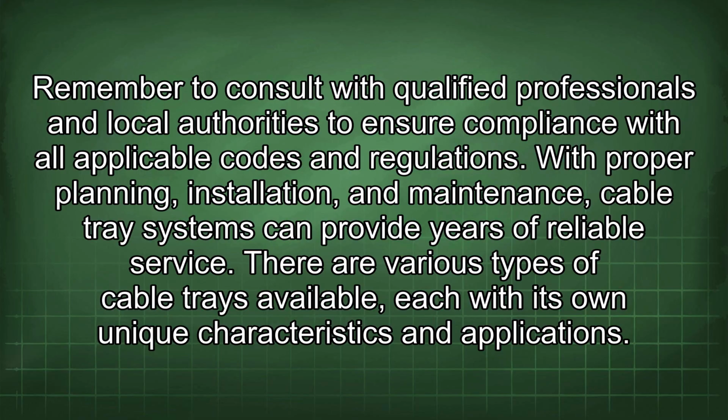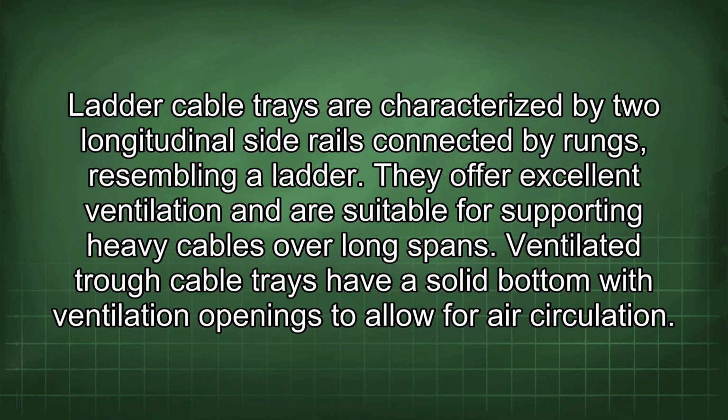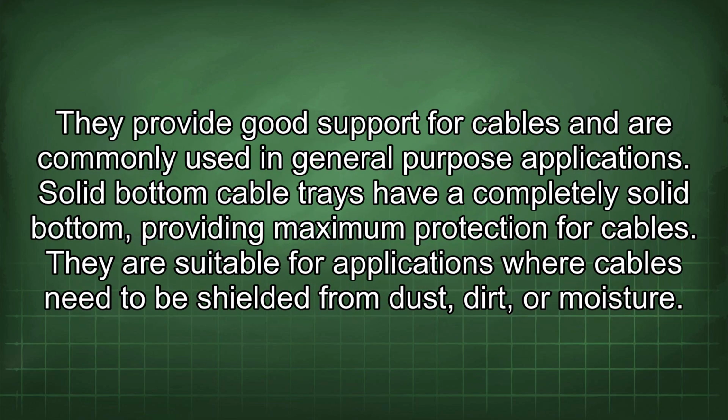There are various types of cable trays available, each with its own unique characteristics and applications. Ladder cable trays are characterized by two longitudinal side rails connected by rungs, resembling a ladder. They offer excellent ventilation and are suitable for supporting heavy cables over long spans. Ventilated trough cable trays have a solid bottom with ventilation openings to allow for air circulation. They provide good support for cables and are commonly used in general-purpose applications.